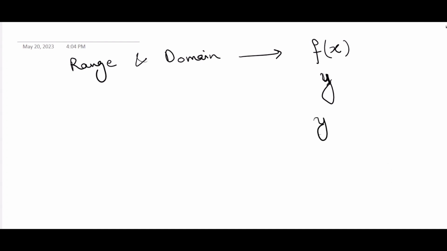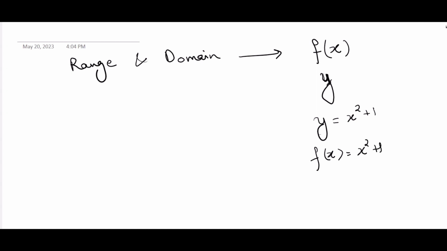I'm going to cover the topic of range and domain for a particular function f of x, which is also sometimes written as y. First of all, before we start what range and domain are, we have to get an idea of what f of x means. If I give you a particular function x squared plus 1, sometimes we also say f of x equals x squared plus 1.